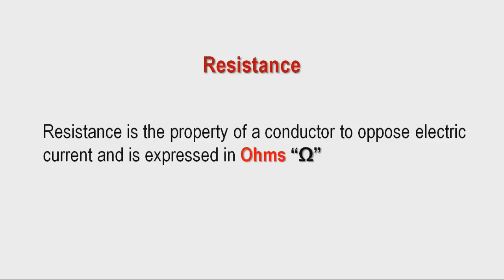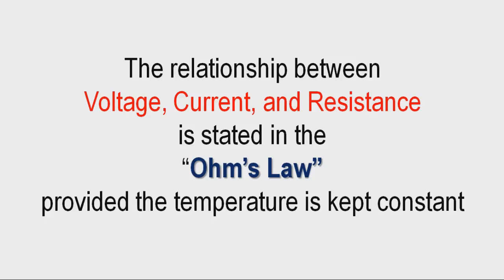The relationship between voltage, current and resistance is stated in Ohm's Law, provided the temperature is kept constant. If we vary the temperature, the voltage, current and resistance of the electronic components vary. So also Ohm's Law varies its characteristics. Hence, the temperature should be kept constant.